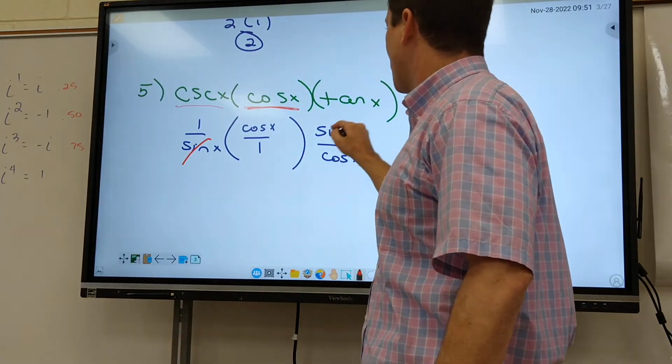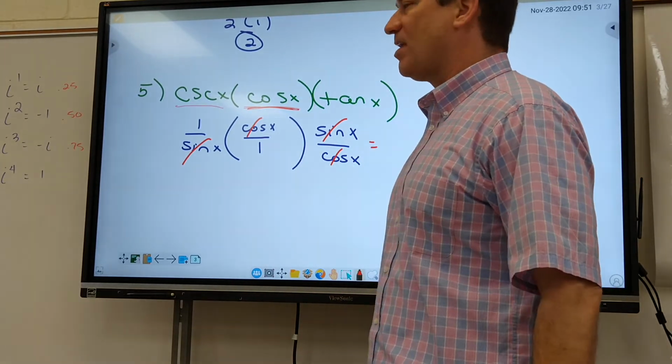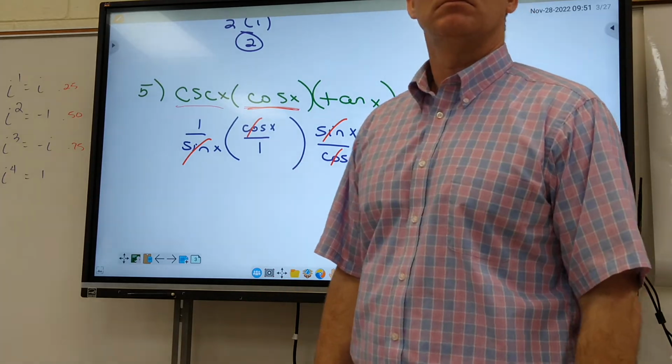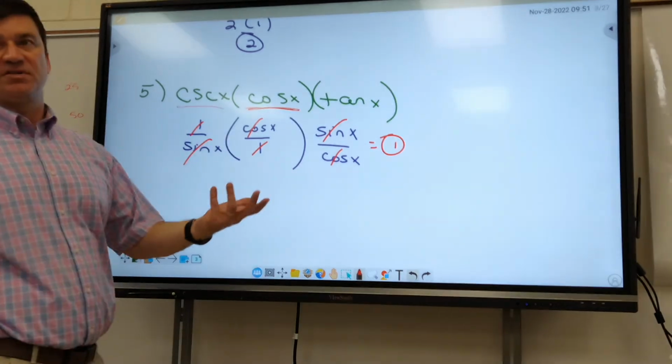So I can cancel that sine out with that sine, that cosine with that cosine. Everything got canceled out except what? The 1. So my answer's 1. I mean, that's a diagonal though. Well, the 1's cancel out too, so if everything cancels, it's still 1.